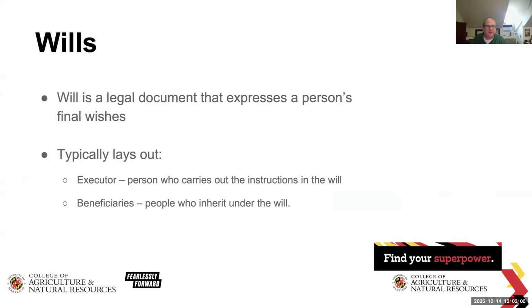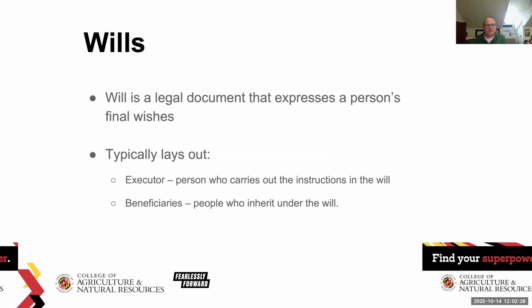Okay. Couple of things to think about in all this. The will is the legal document that expresses the person's final wishes. Typically, it's going to lay out who the executor is. That's the person who's going to carry out the final instructions in the will and make sure everything's done. It's going to designate who the beneficiaries are, those taking under the will.